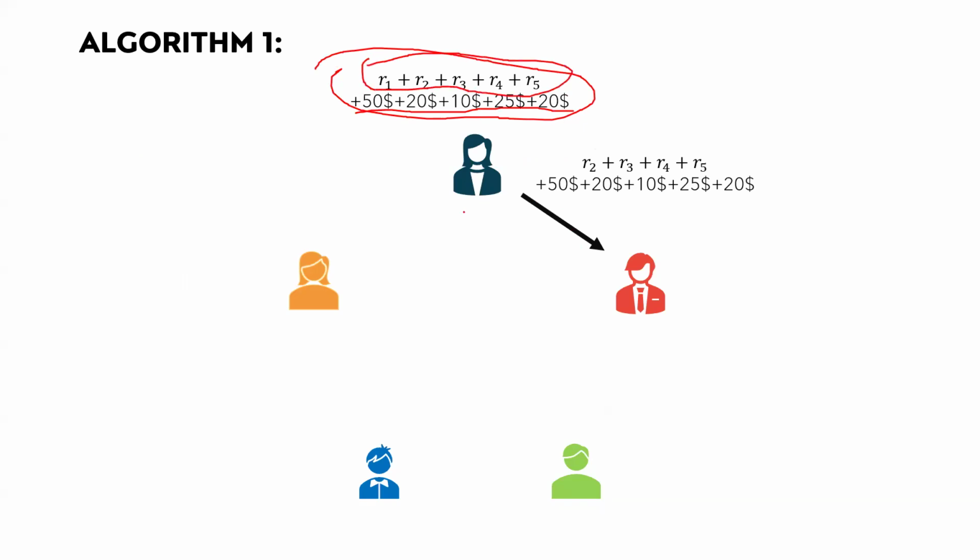So we need to remove it. We know person one has value R1, so we can remove it and cut it out. So now it's just R2 plus R3 plus R4 plus R5, right? And we can rinse and repeat this process. So what should person two send to person three? Think about that for a little bit. Pause the video if you have to, but I'm moving on.